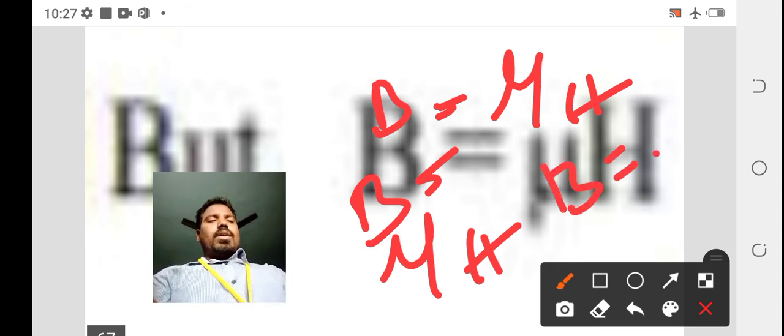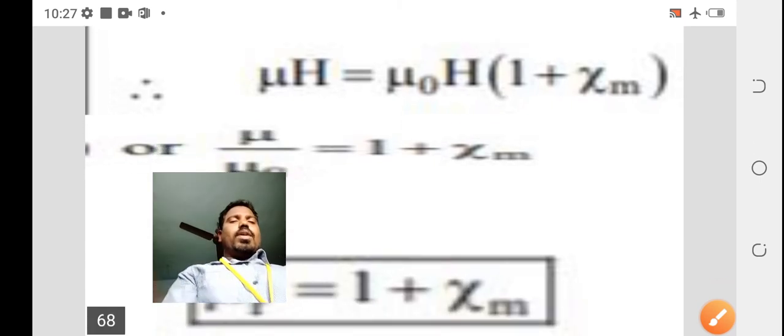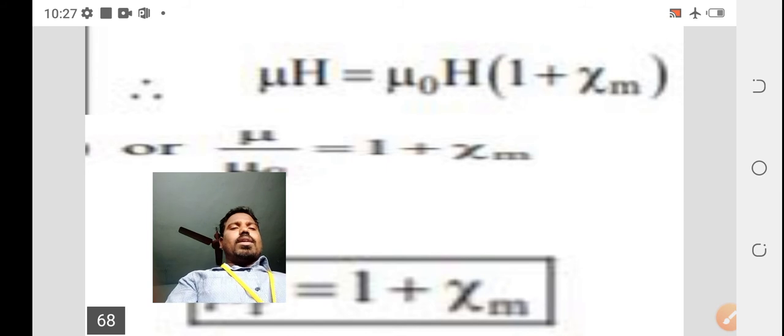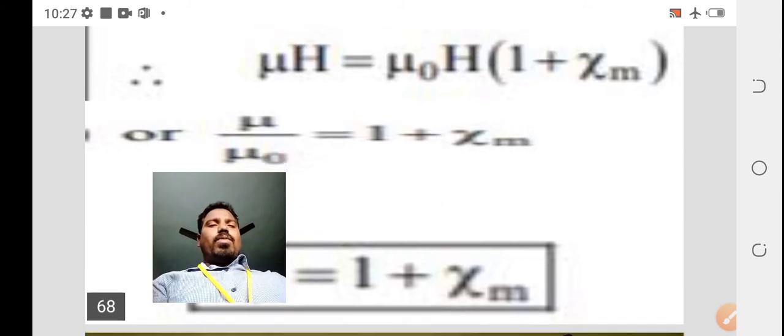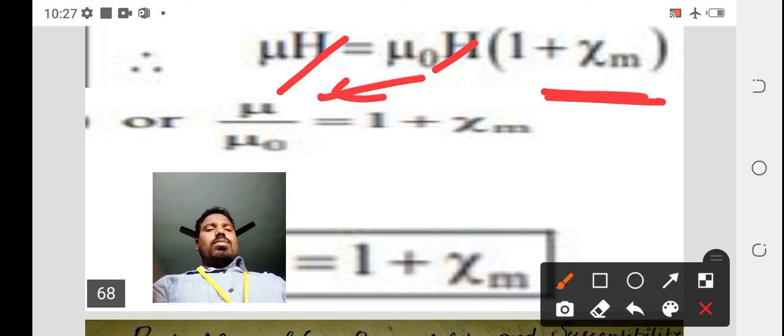But what is B? From the permeability concept or magnetic field definition, B equals mu H. Replacing, mu H equals mu naught H of 1 plus chi m. Therefore H will be cancelled. Then by cross multiplication, mu by mu naught equals 1 plus chi m.